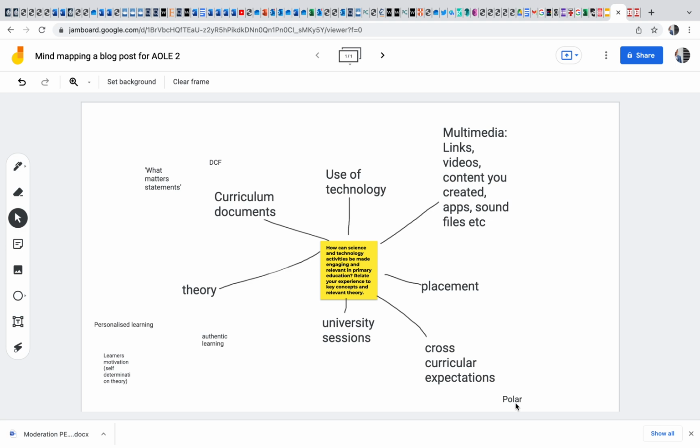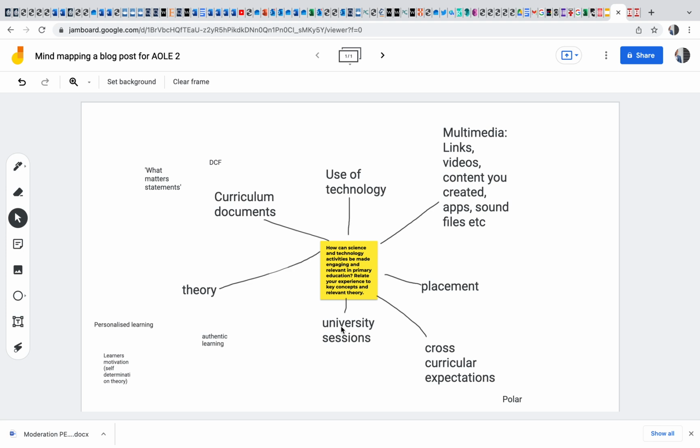We're looking at this topic of polar. The two schools we're working with were looking at the theme of polar. So you could start to talk about that. You could talk about the university sessions, and about what we did in the university sessions.